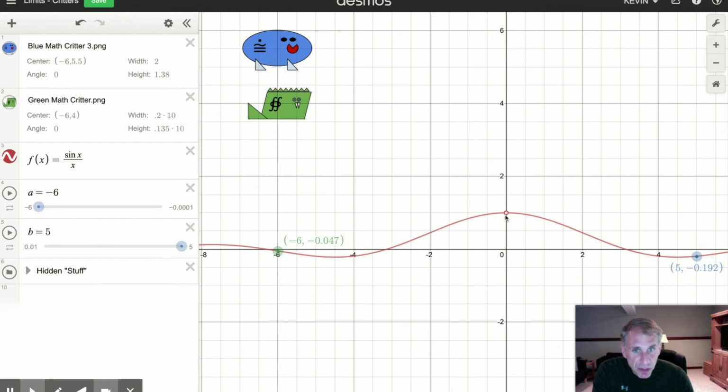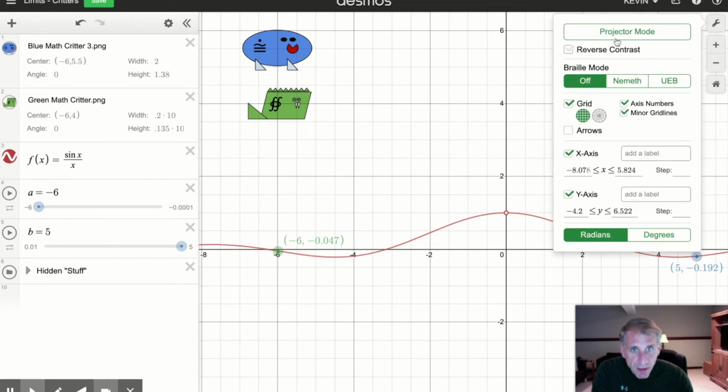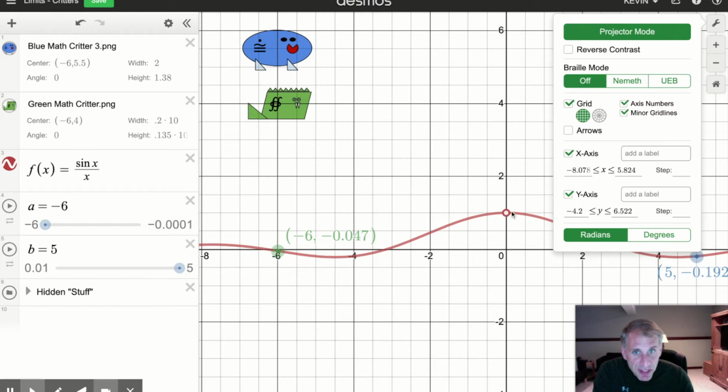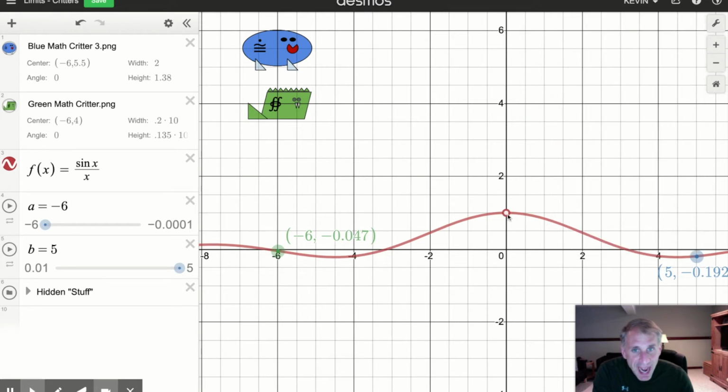And if you look really close here, I can zoom in with projector mode here, there is an open circle at this point here, and it looks like it's at 0, 1, but the graph is not defined at 0. Sine of 0 over 0 is undefined.